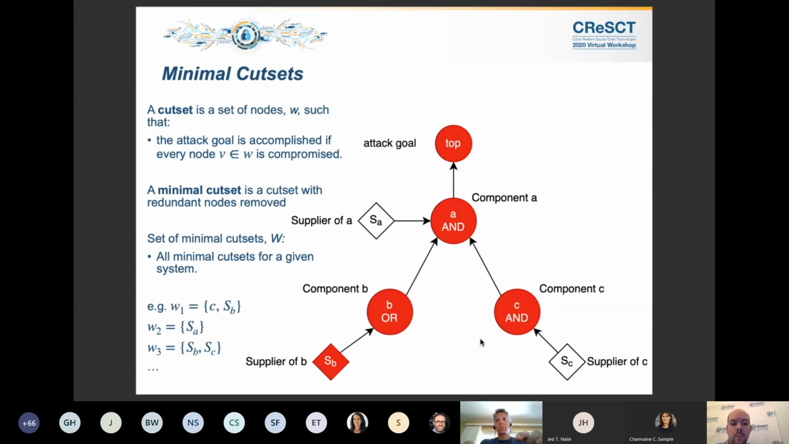When we have the set of minimal cut sets, we know all of the different ways that the attack goal can be reached, given our system model. It's a lot of information. It's also very powerful. In this very, very small example, we haven't even listed all the cut sets, but some of them are down here: component C and supplier B, supplier A, supplier B and supplier C, etc. Again, these are all of the different ways that the attack goal can be reached.